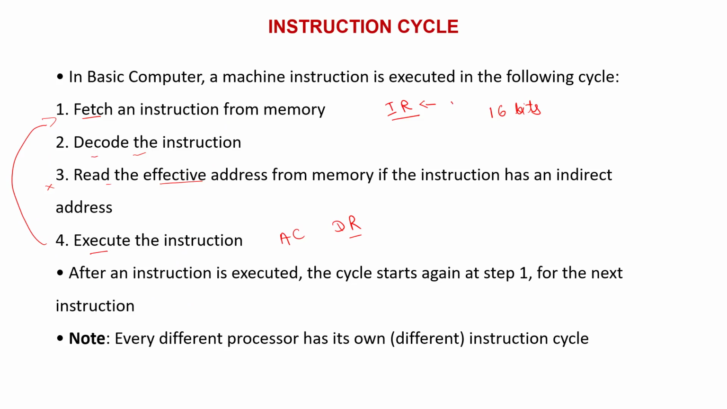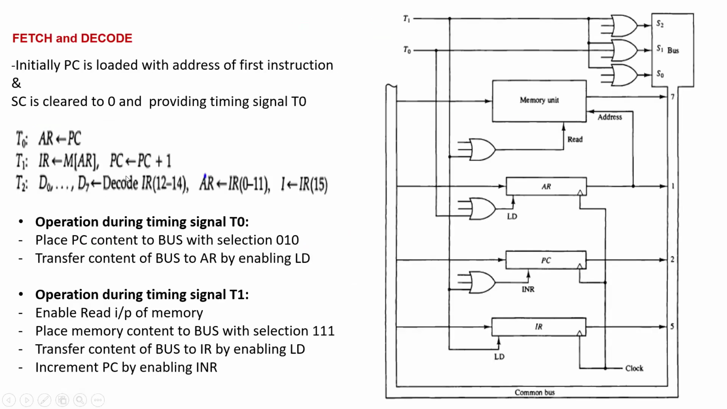But different processors have different ways. Every processor has its own instruction cycle, but this is for the basic computer: fetch, decode, and execute. This instruction cycle is a very important question also. Now we are going to see how fetching and decoding take place.